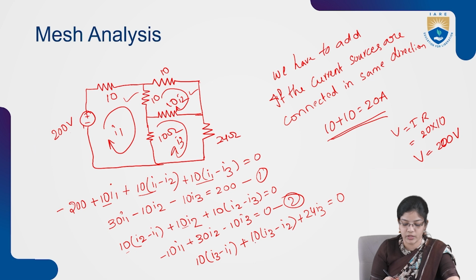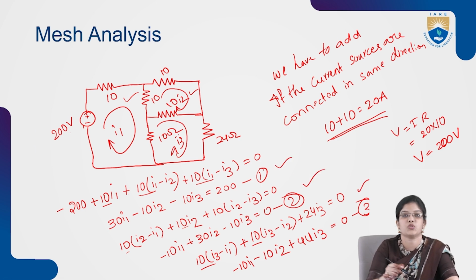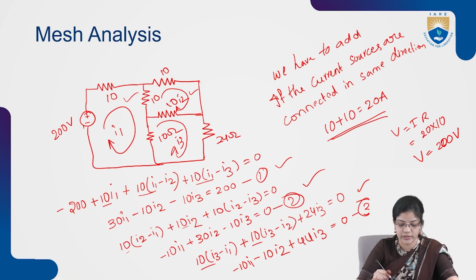From this we have to take out the values of I1, I2 and I3. So it will be minus 10 I1, minus 10 I2, plus 44 I3 equals 0. This will form equation 3. So now we have got 3 equations from 3 meshes: mesh 1, mesh 2, mesh 3.